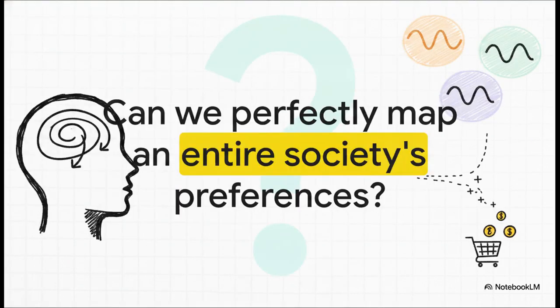But I want to leave you with this final, kind of provocative thought from the source material. We've just seen how to beautifully map a single individual's mind. But indifference curves cannot simply be added together across different people. So, if we can't just combine them, is a truly perfect economic map of an entire society's preferences actually impossible?